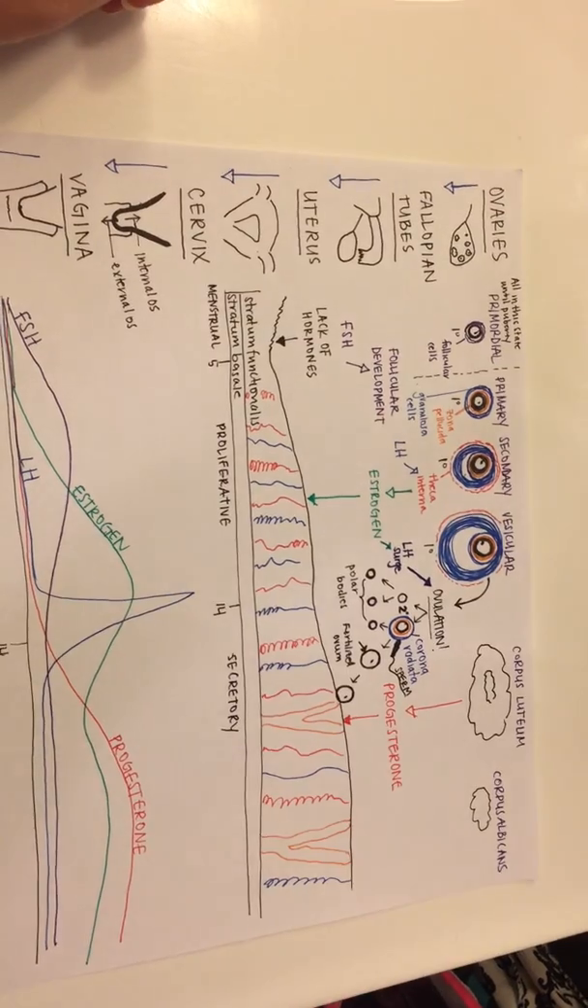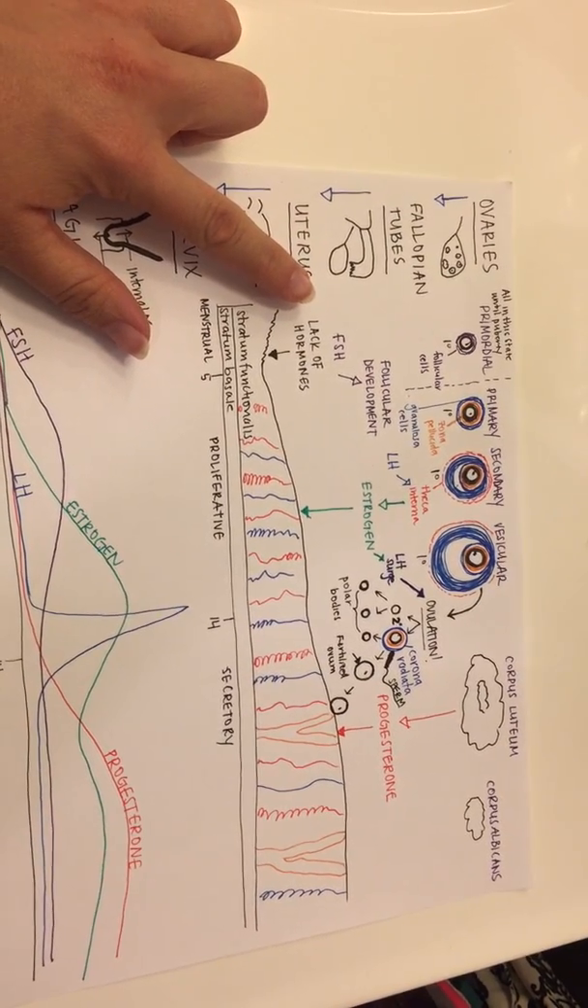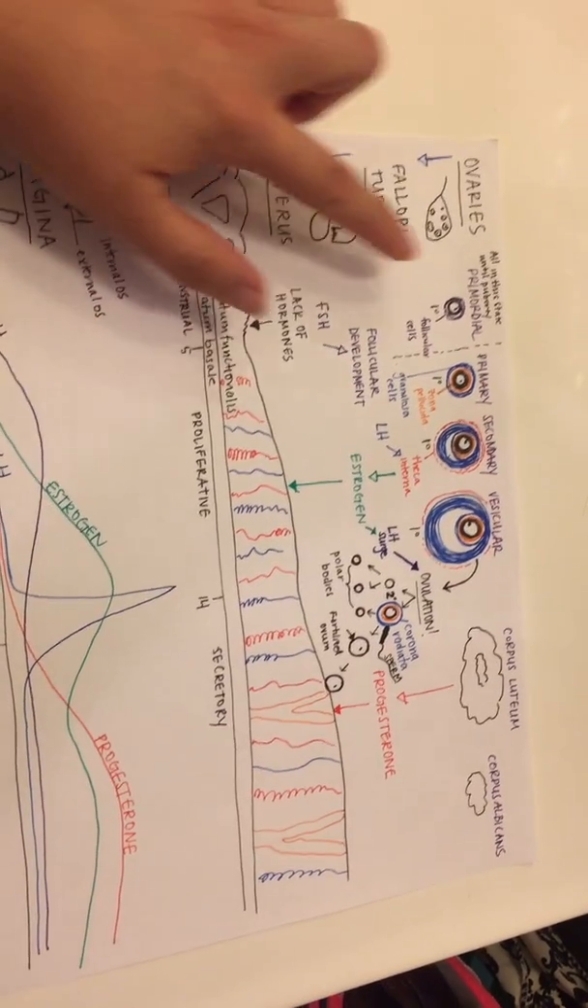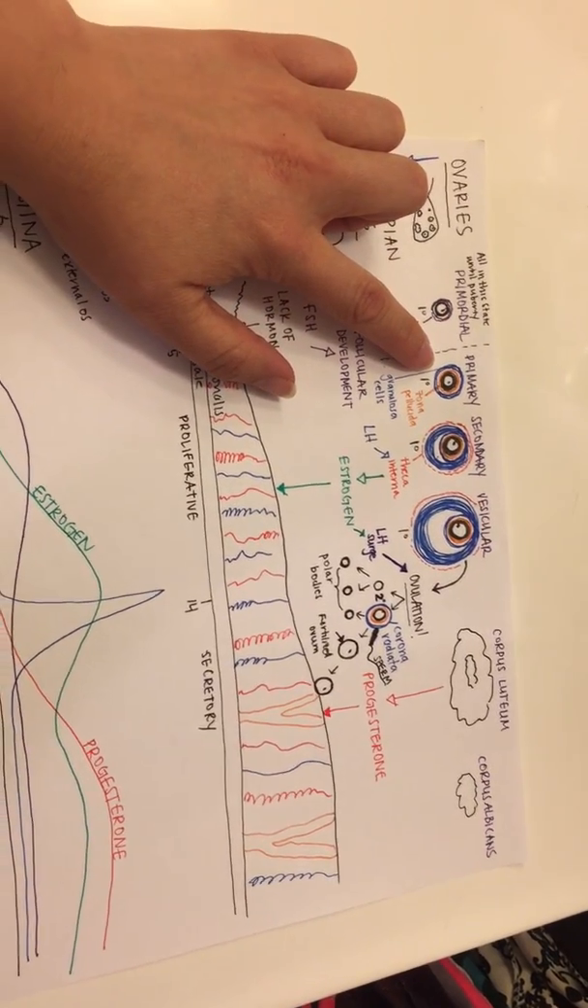So we start having FSH and LH hormones. FSH is going to cause follicle development because it is follicle stimulating hormone. So FSH is going to stimulate these primordial follicles with follicular cells to get a little bit bigger.